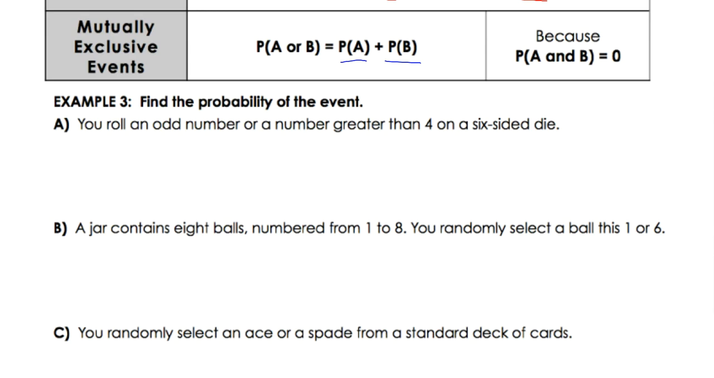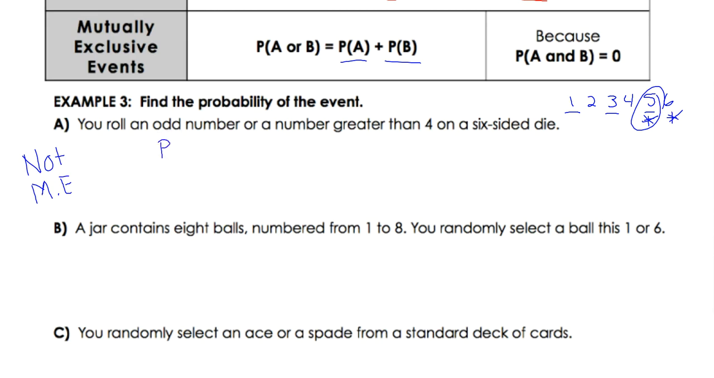So if we think about a dice, we have 1, 2, 3, 4, 5, and 6 on a dice. Odd numbers are 1, 3, and 5. Numbers greater than 4 are 5 and 6. So 5 is some overlap there. So since we have overlapping events going on, we're going to find the probability of each one individually and then subtract out, because these events are not mutually exclusive.